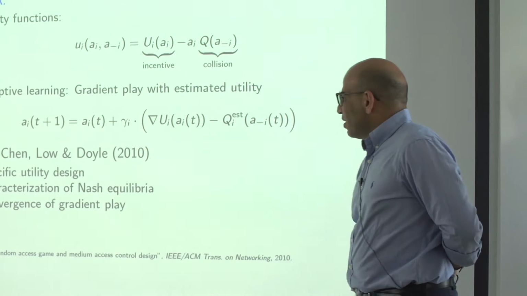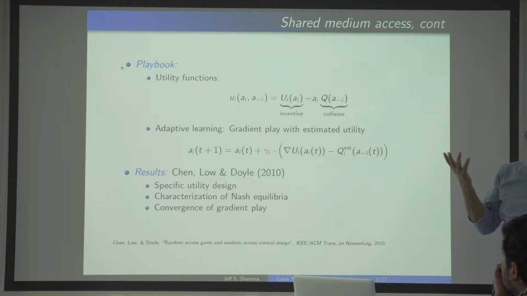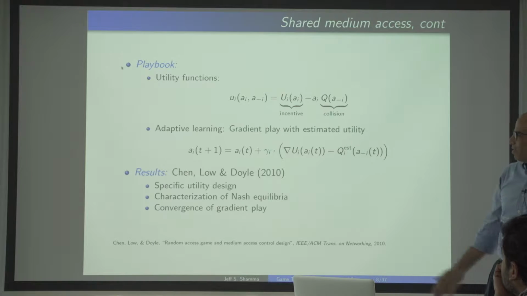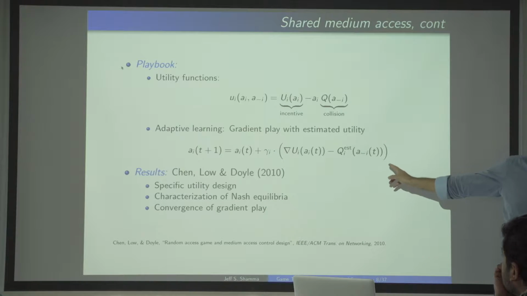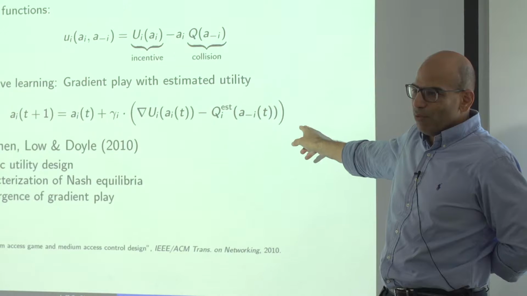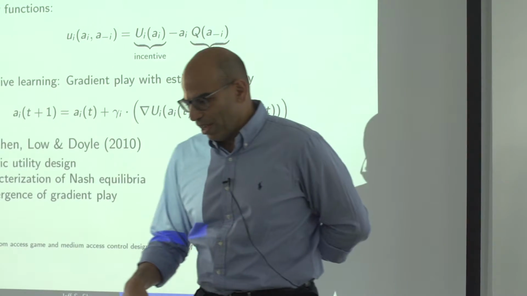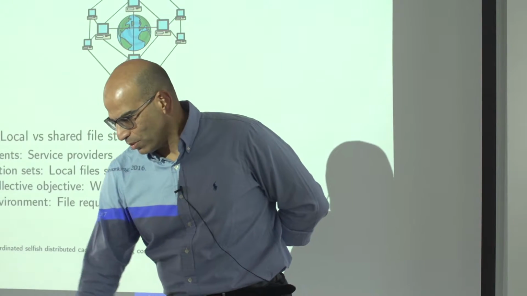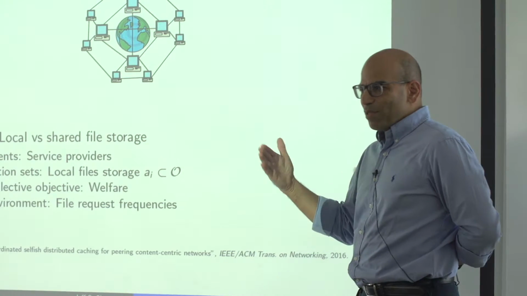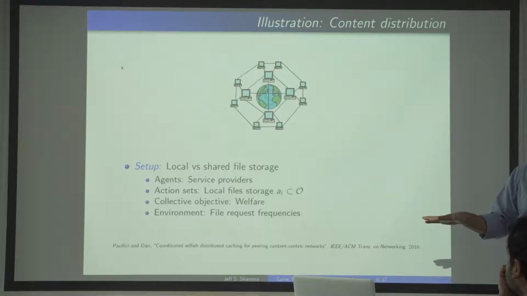And so then the results in this paper is they motivate this utility design based on throughput and fairness considerations. They show that it has a unique Nash equilibrium, and they show that this approximate gradient play, gradient update rule does in fact converge to that Nash equilibrium, and then they show various simulations to reflect the performance of the overall approach. So that's going through the game theory playbook. Design utility functions, implement an adaptive law, and then ensuing analysis or simulation studies.